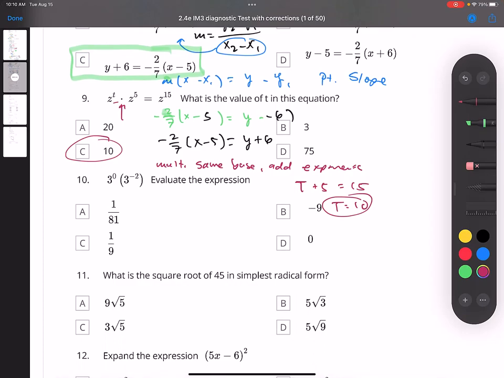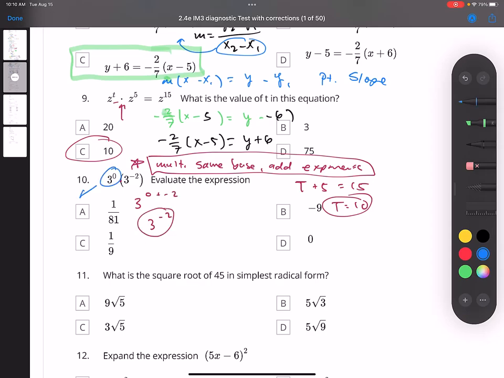Question number 10, that's the same principle here that I'm applying. You're multiplying the same base, so you can add the exponents: 3^0 plus -2, so you get 3^-2. Another property of exponents is that anything to the 0 power is equal to 1. So it'd be 1 times anything, an identity, so you just have 3^-2 over 1. You're basically going to move this downstairs and take off the negative, so you have 1 over 3 squared, which is 1/9. That would be your answer.